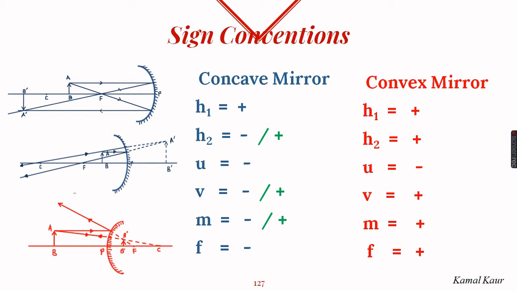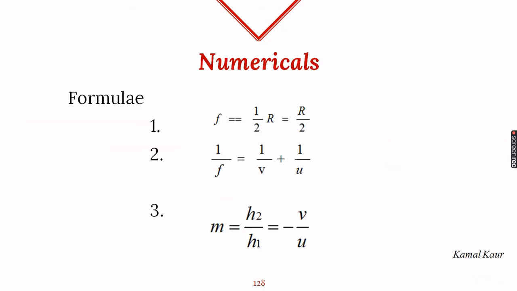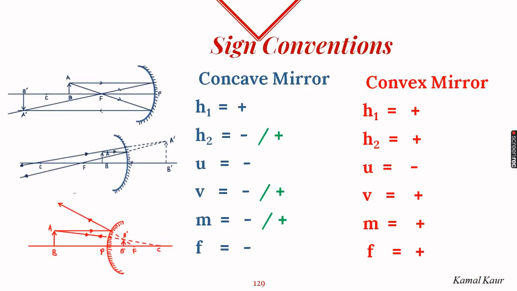So you can just remember it like this also, but it is always better to understand and then remember. So we have seen the sign conventions and we have already seen the formula which we are going to use for solving the numericals. Quick revision for the formula. First is f is equal to half of radius of curvature. Second is our mirror formula. And third is the formula for magnification. And most important than all these things is the sign conventions. If you remember the signs, only then you will be able to solve the problems.